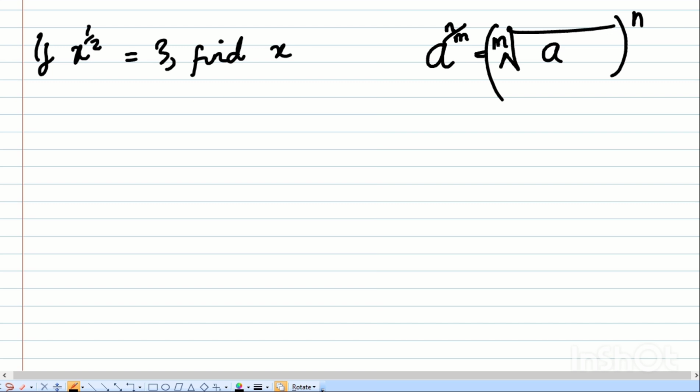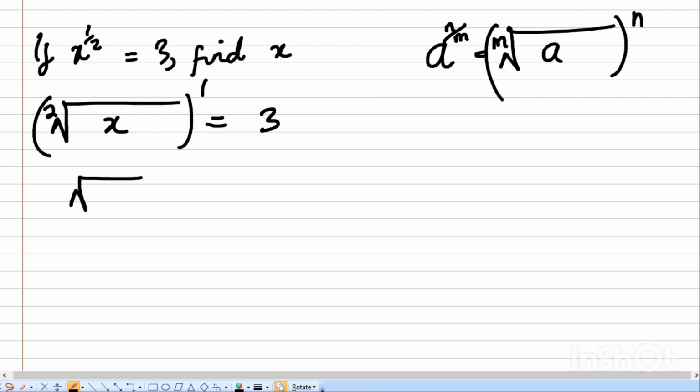x raised to the power half, we are going to put roots. The denominator is 2, so that would be the square root of x, all raised to the power 1, equal to 3. Since you don't know what x is, we just leave it as square root of x is equal to 3, because square root of x raised to the power 1 is still square root of x. Now, in mathematics, anytime you have square root of any number, if you want to get that number, get the square of both sides, right? So that this square will cancel the square root.